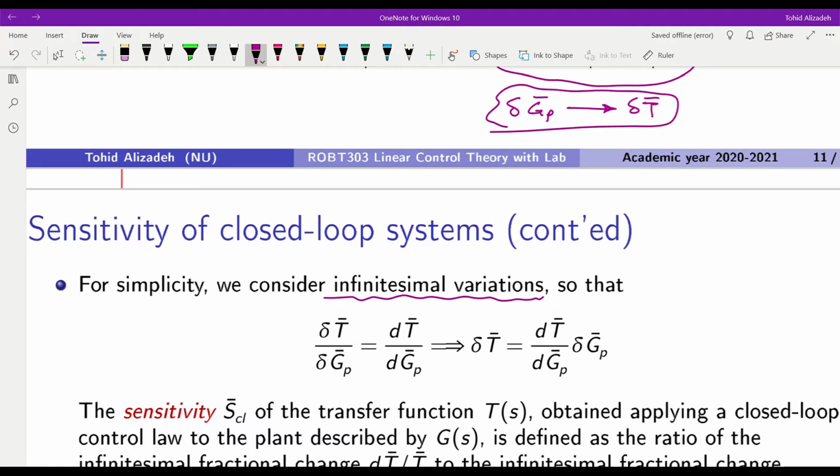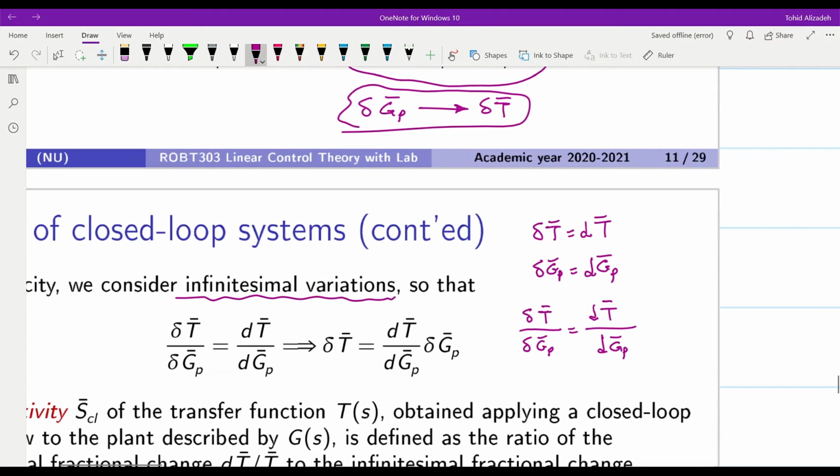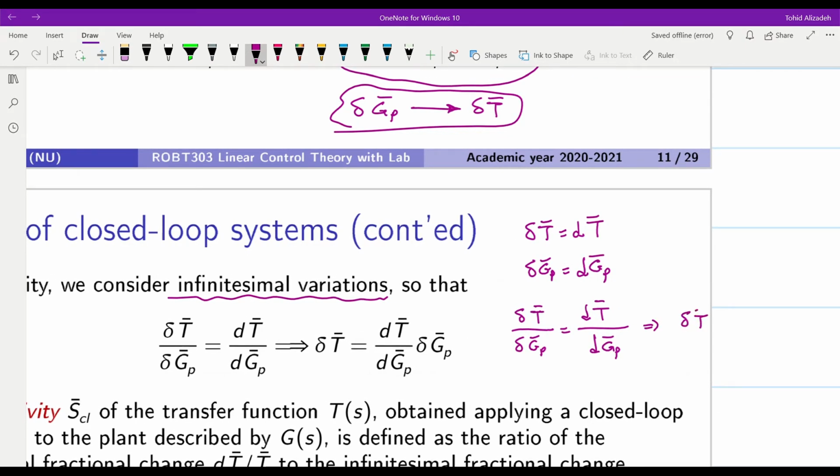variations, then we can replace delta T bar with dT bar and delta GP bar with dGP bar. And as a result, instead of delta T bar over delta GP bar, we can say that we have dT bar over dGP bar. And then out of that, it's possible to say that delta T bar will be equal to dT bar over dGP bar times delta GP bar.